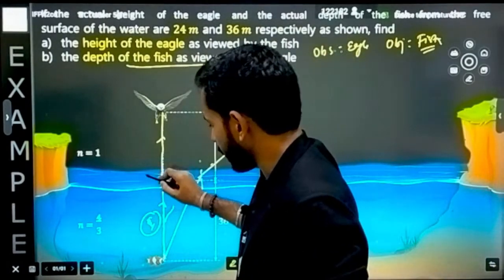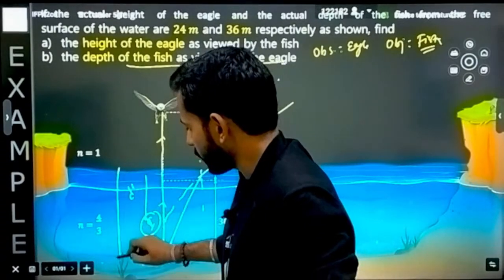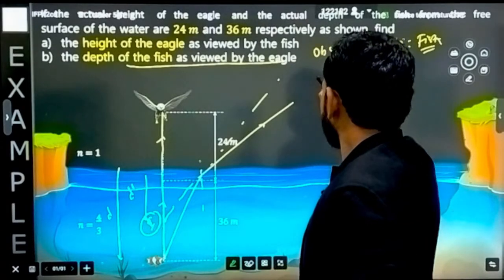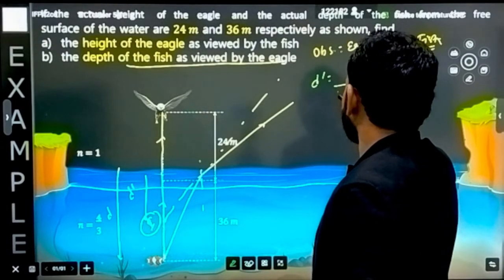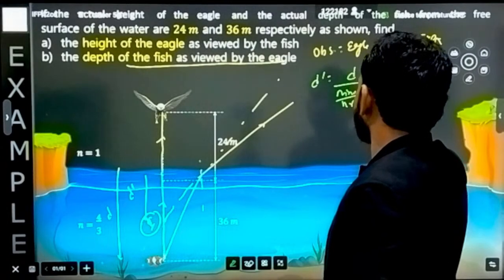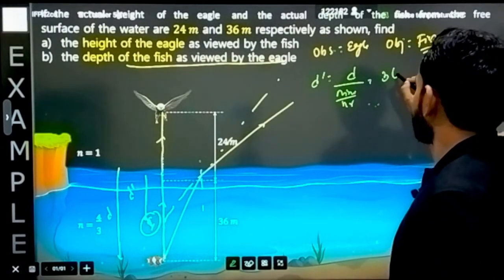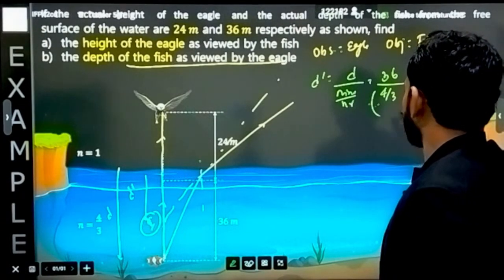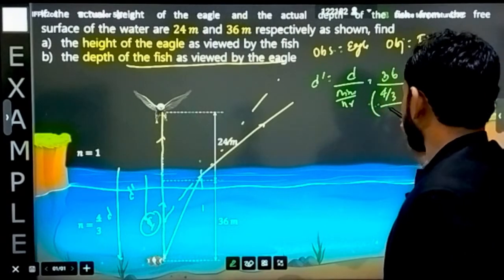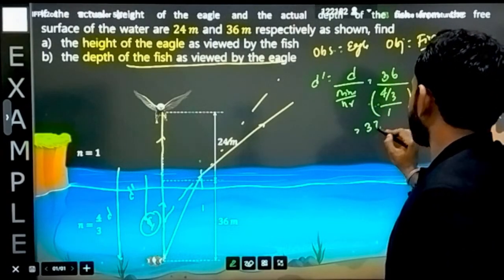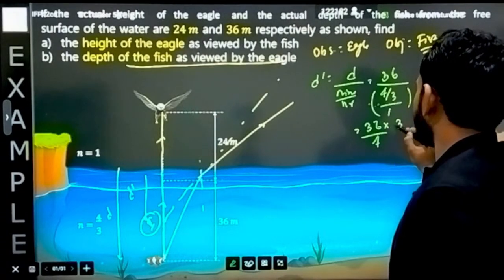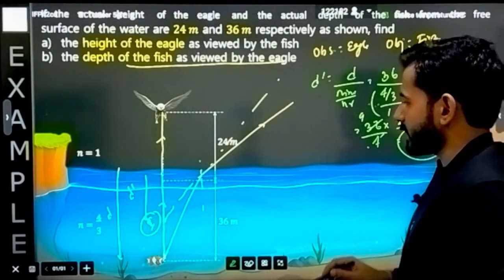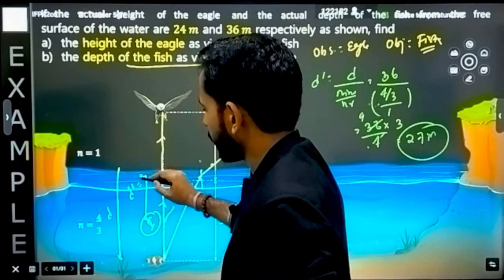Now let's calculate. The terms we define: this is called D dash, this is called D. I will be calculating D dash. Now the calculation. D dash will be calculated as D divided by n of incident medium divided by n of refractive medium. D is equal to what? Real depth, that is 36, divided by n of incident medium, that is 4 by 3, divided by n of refractive medium, that is 1. Now here how much will it become? 36 divided by 4 into 3. Here it is 9 into 3, that is 27 meter. This will be the apparent depth that you are going to get.